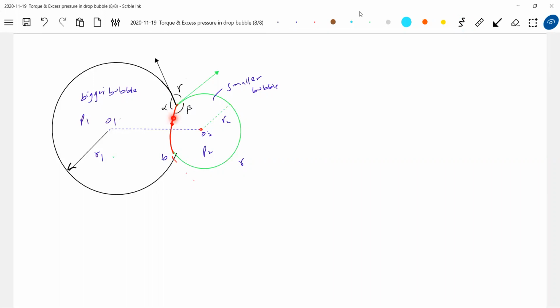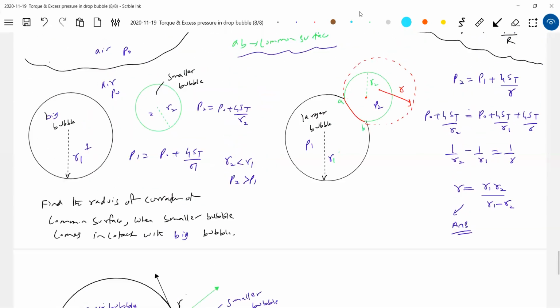Now, what is the surface tension of all this? It's the same, no? What is the surface tension of the smaller bubble? The same liquid is taken, the same soap solution. What is the surface tension of this layer of the bubble? The same surface tension. What do you get?